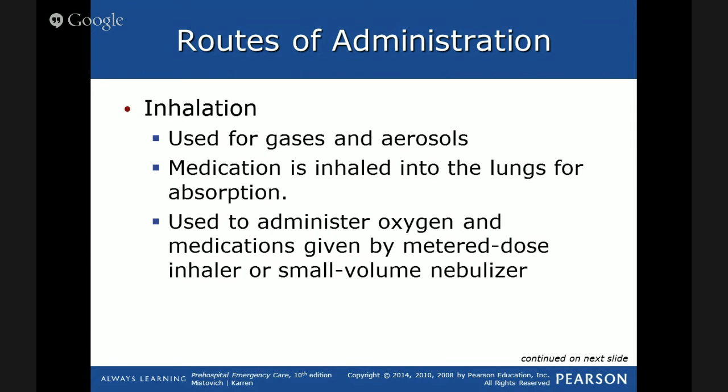Inhalation, this is used for gases and aerosols. Medication is inhaled directly into the lungs for absorption through the alveoli. So if we think about how oxygen gets into the bloodstream, an inhaled medication does the same exact thing. Travels in the air as we inhale, gets into the alveoli, crosses the membrane into the bloodstream, and off it goes. So these are used to administer oxygen, and medications given by our metered dose inhaler or our small volume nebulizer. So those are inhaled medication routes.